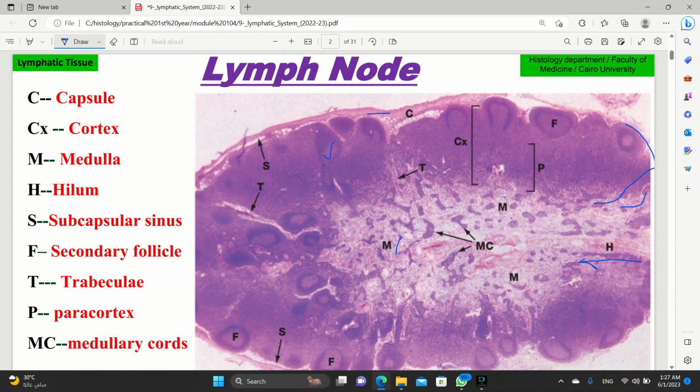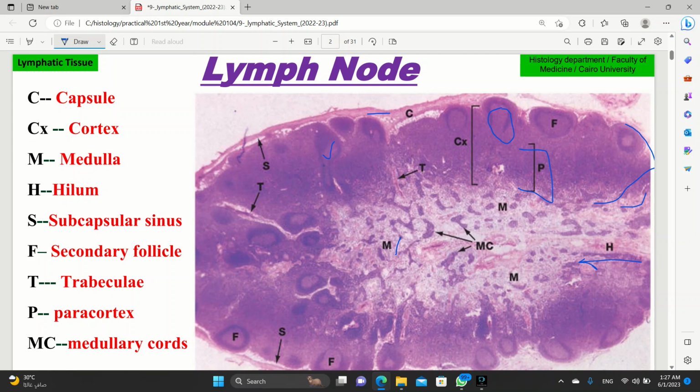Paracortical region was even the one that loved the thymus and the T lymphocytes so much. So that's the paracortical region. How to identify? It has no lymphatic follicles. Here are the follicles. Ends here. And here started the paracortical region. I just cannot draw it perfectly because I'm using the mouse.